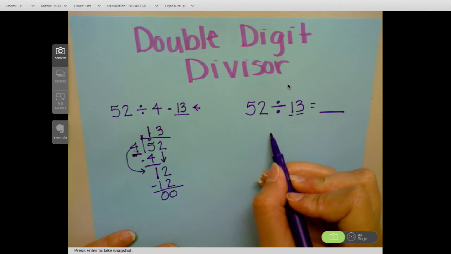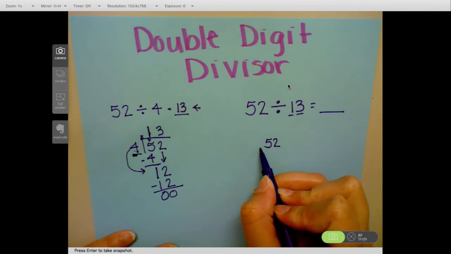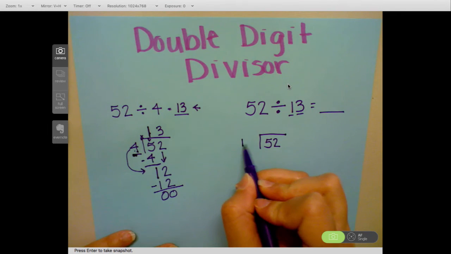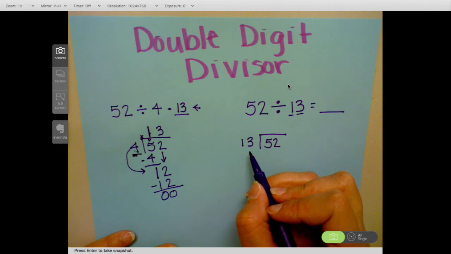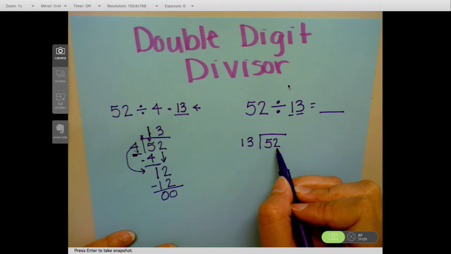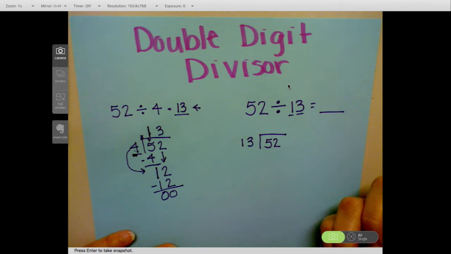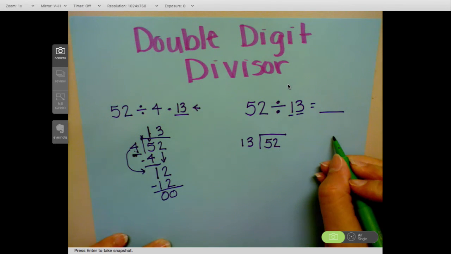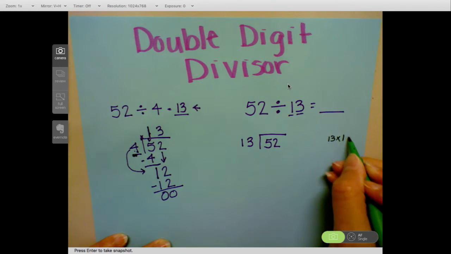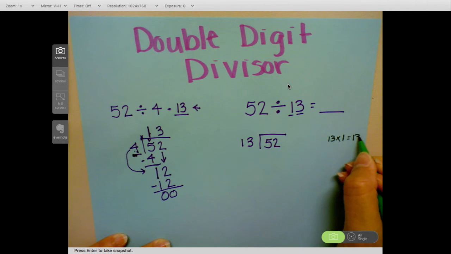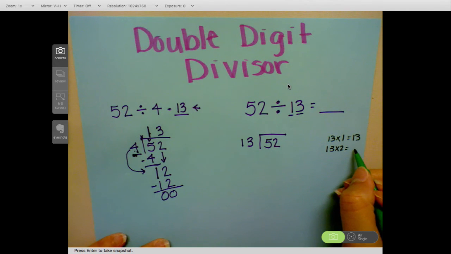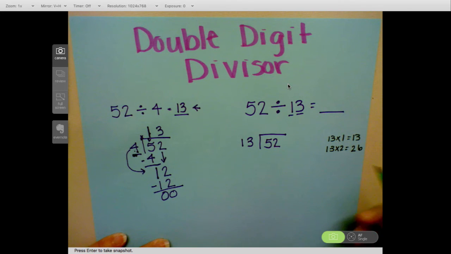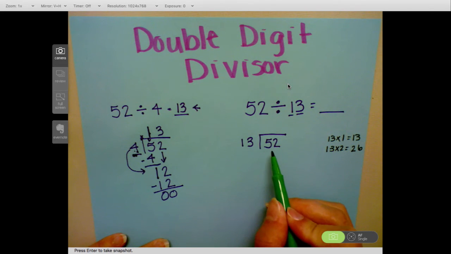So here we go again. 52 goes in the house, 13 outside, because 52 is being divided by 13. Okay, so how many times will 13 go into 52? Well, I don't know, so let's do some scratch work to the side. Switch colors. I know 13 times 1 is always 13. How about 13 times 2? Well, that's going to be 26. Do you think I can add another set of 13 without going over 52?